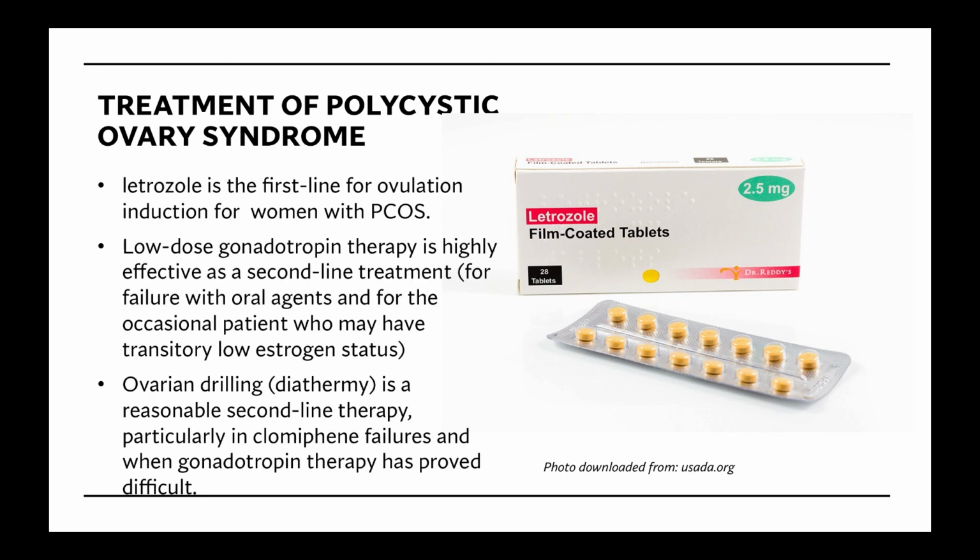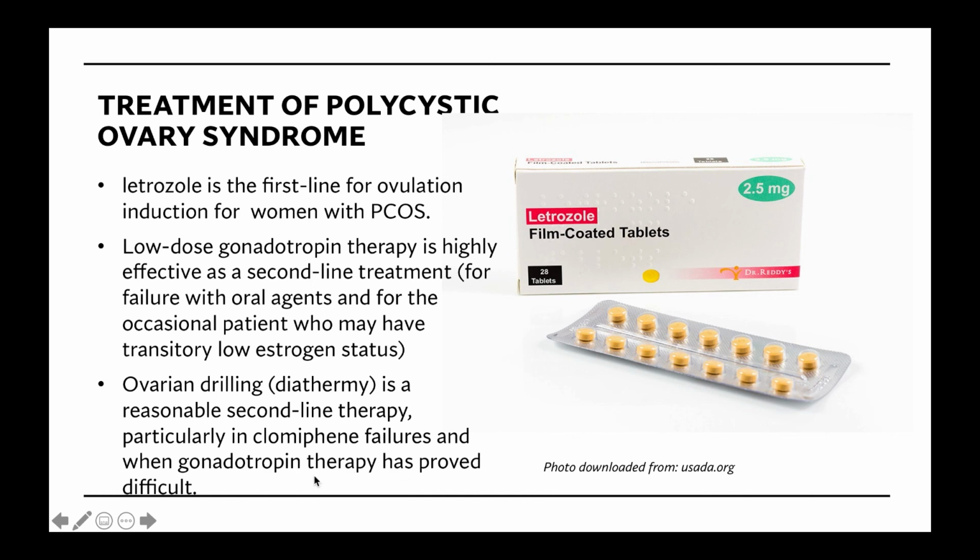Letrozole, in recent studies, is now the first line for ovulation induction for women with PCOS. In the past, it used to be clomiphene citrate. Now it's letrozole. Low-dose gonadotropin therapy is highly effective as a second-line treatment, especially for patients with failure of oral agents and for the occasional patient who may have transitory low estrogen status. Ovarian drilling or diathermy is also a reasonable second-line therapy, particularly in clomiphene failures and when gonadotropin therapy is difficult to administer.